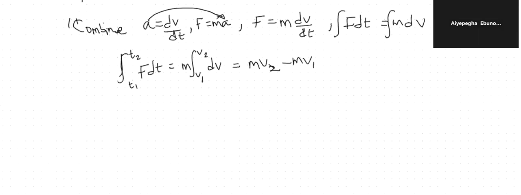We should be familiar with this formula in our basic knowledge of physics, which is under momentum: m2 v2 minus m1 v1. That's what we have just derived here. So you see that by combining those two things at the top, we have been able to get this one, which is the principle of linear impulse and momentum. You see this formula will be applied as we go on.